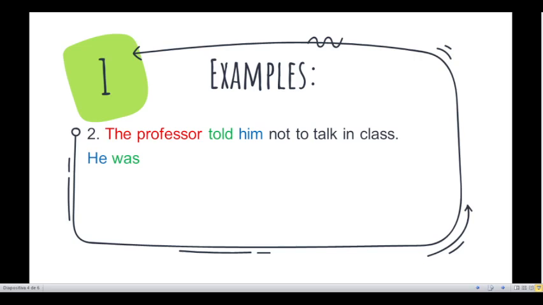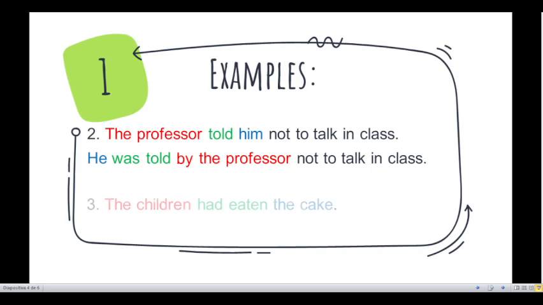Very good. Let's continue with the main verb in past participle. Told. Then the word by, and finally, who did the action? The professor. We don't have to forget the complement, not to talk in class. Let's read the full sentence. He was told by the professor not to talk in class. Yeah, very good.